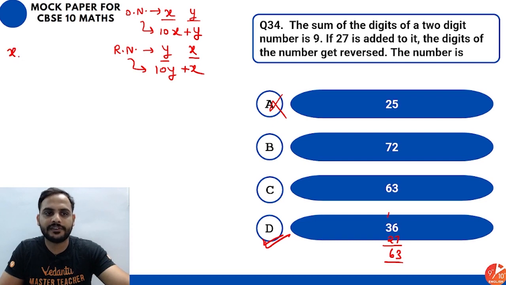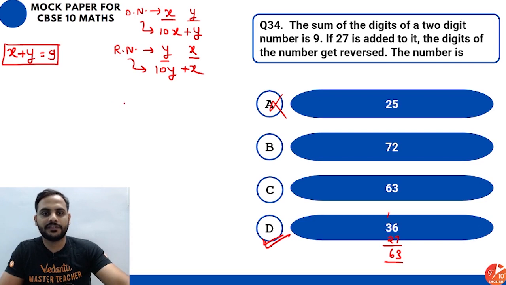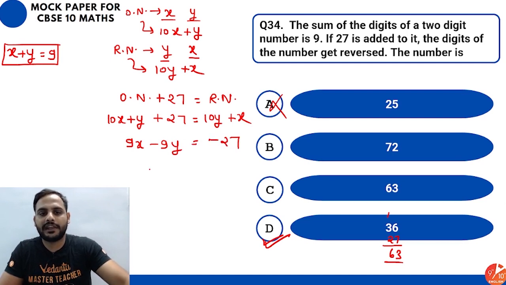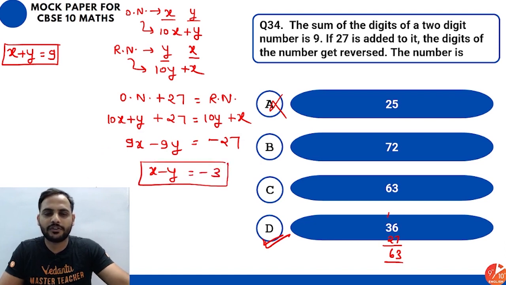First equation, sum of the digits is 9, x plus y is equal to 9. Second equation is, in the original number, if I add 27, I'll get reverse number. Original number is 10x plus y plus 27, reverse number will be 10y plus x. Simple guys, shift everything over there. So 10x minus x is 9x, y minus 10y is minus 9y, 27 shifted over here will become minus 27. Take 9 common, x minus y is equal to minus 3. These are your two equations.